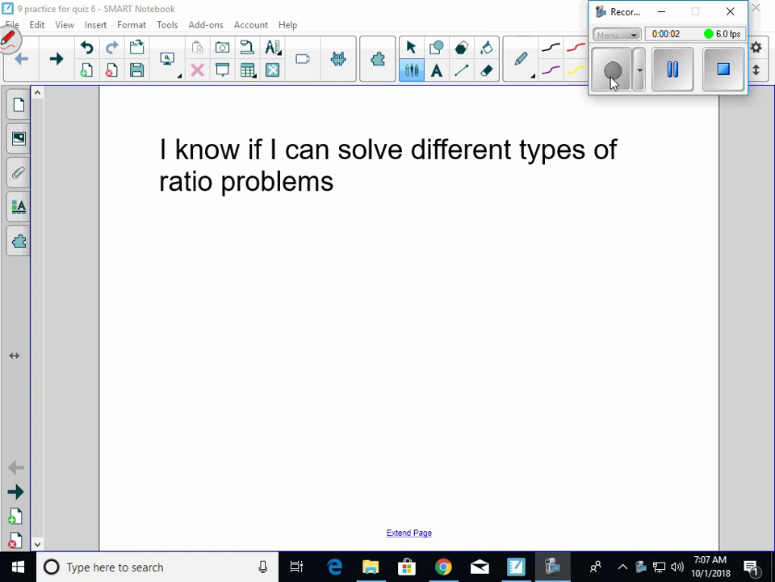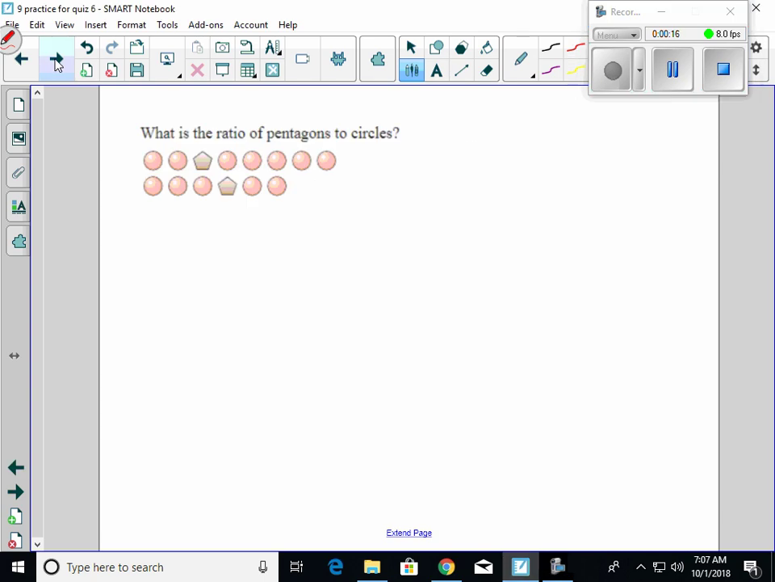Here's the goal for today. I want to know if I can solve different types of ratio problems. Today you get to see what you know and what you don't know, to be self-aware of what you know and what you still have to study. So let's go through some of these problems together.